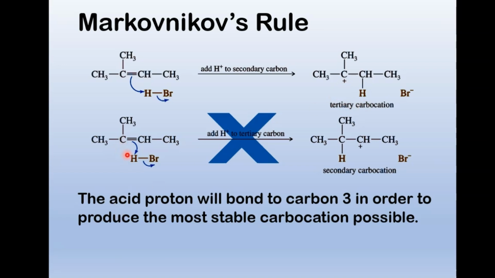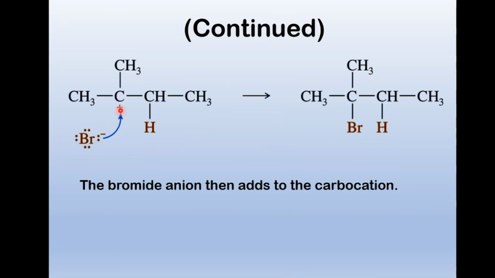If we try and give this, it would be a more equitable thing, share the wealth. This carbon's poor, this one's rich. Let's give the poor carbon the hydrogen, so they each have one, and we form a secondary carbocation. So nature wants to form the most stable carbocation, and that is the basis of Markovnikov's rule, and that tells us where to add the hydrogen. So that's the first step. Then the second step, bromine hits, and there you have your product.